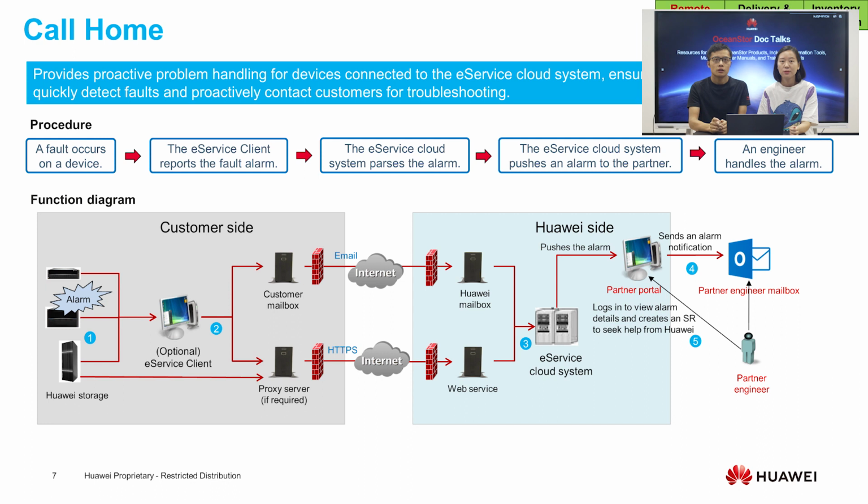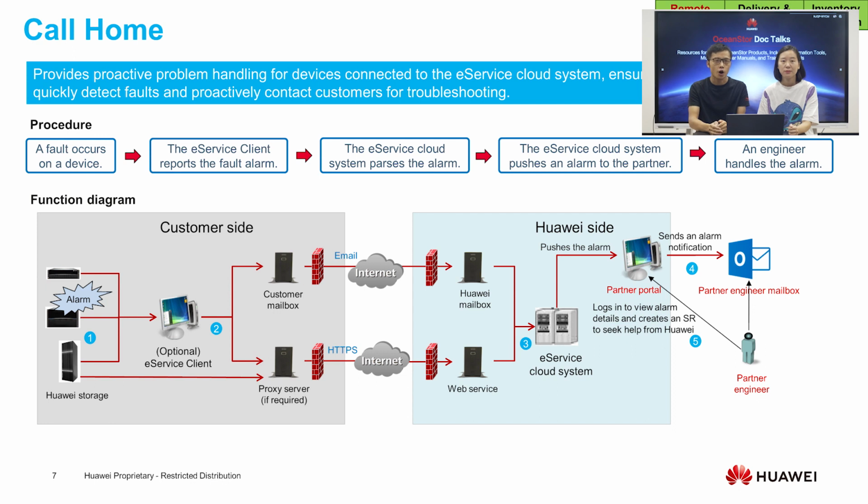When a fault alarm is generated on a device, the eService client proactively reports the fault to Huawei eService cloud system. The cloud system then parses the alarm content and performs some filtering operations. After that, the cloud system pushes the alarm to the partner portal.